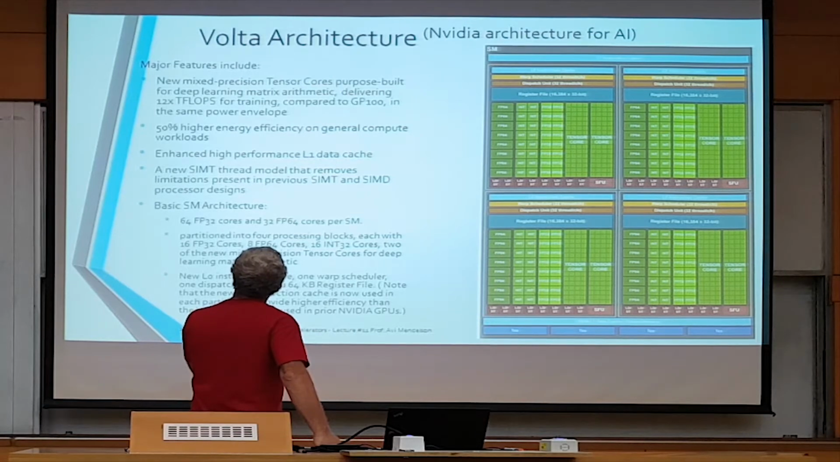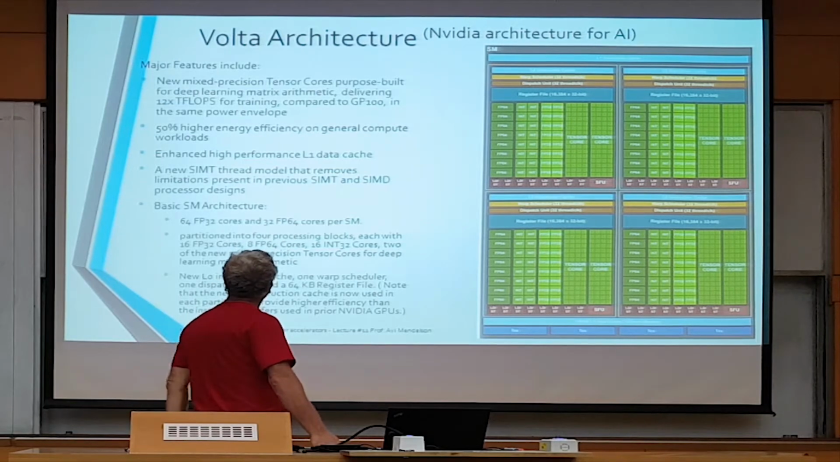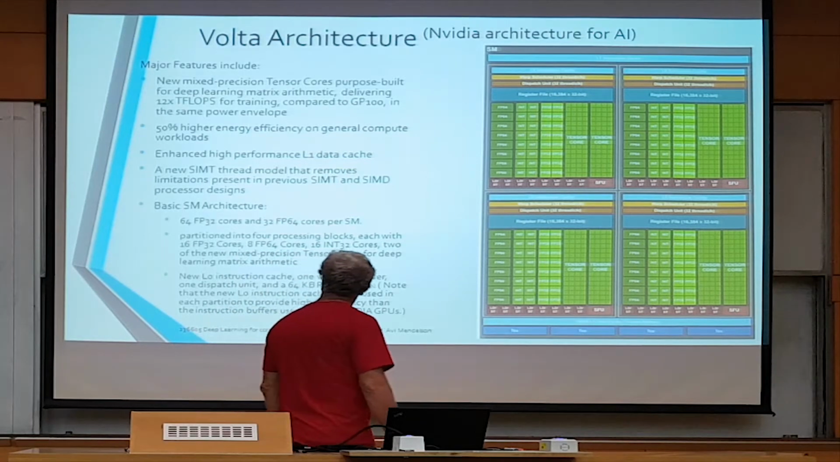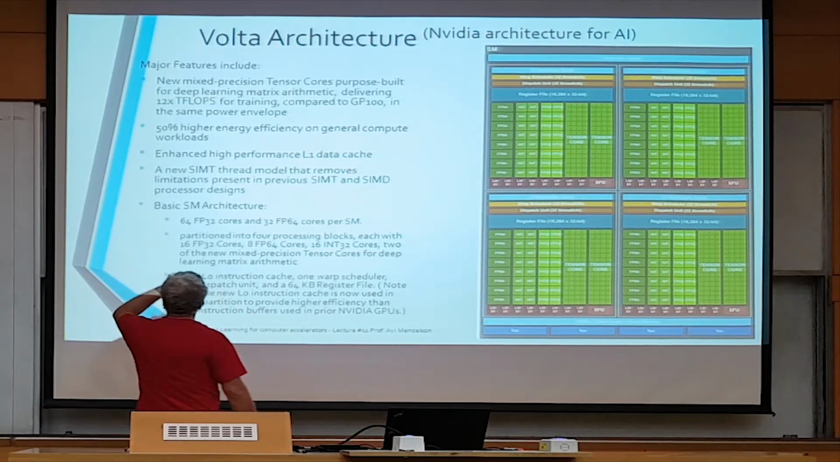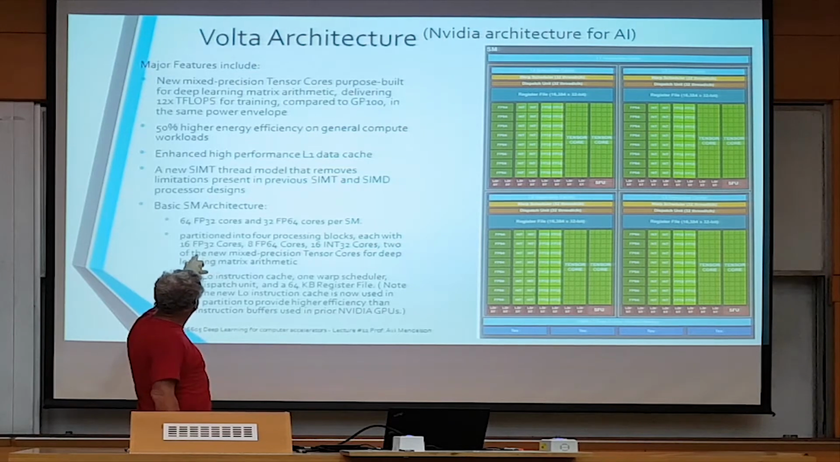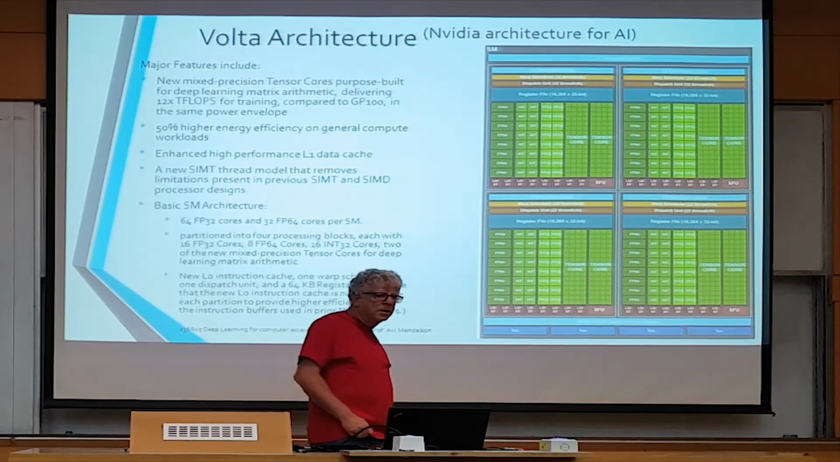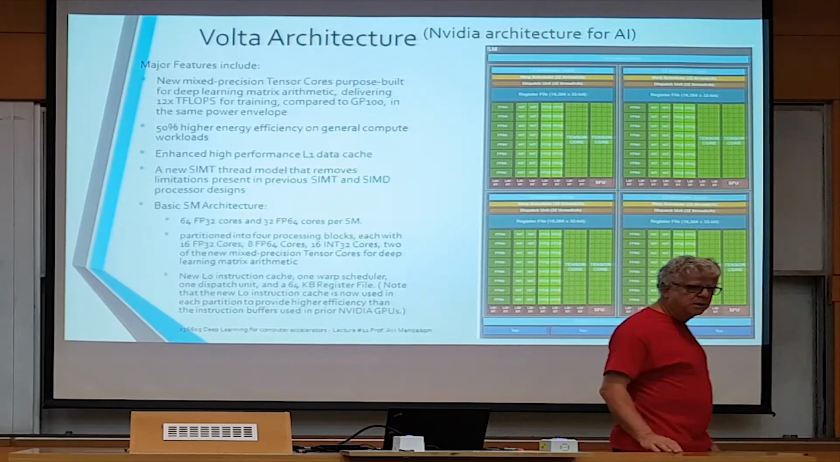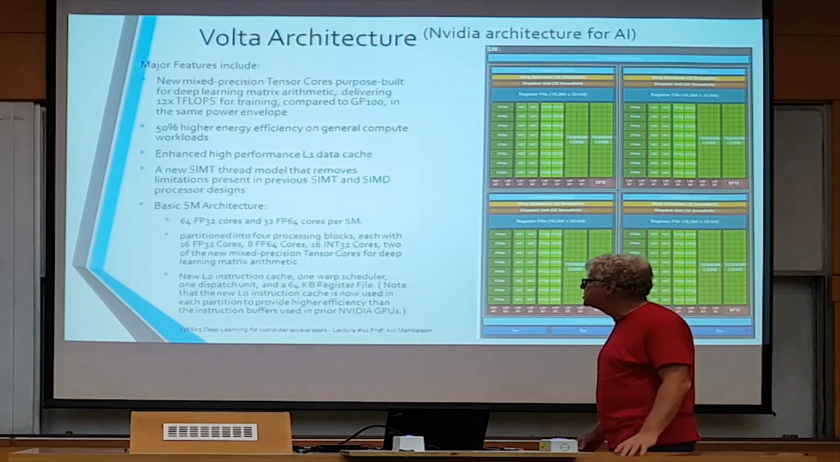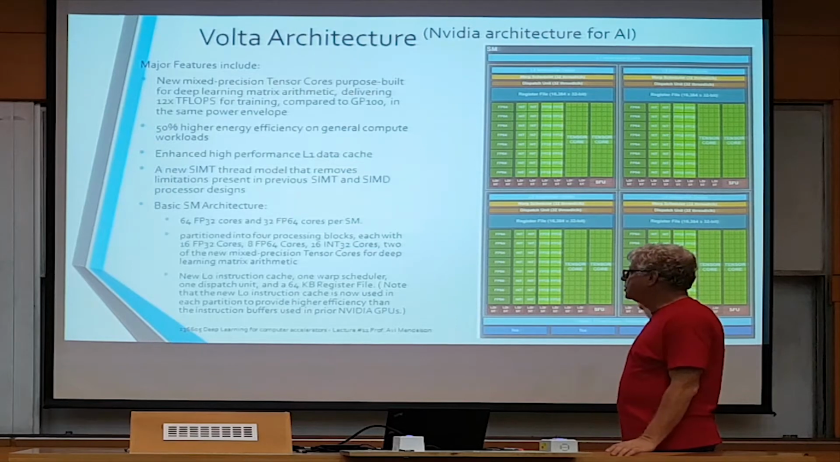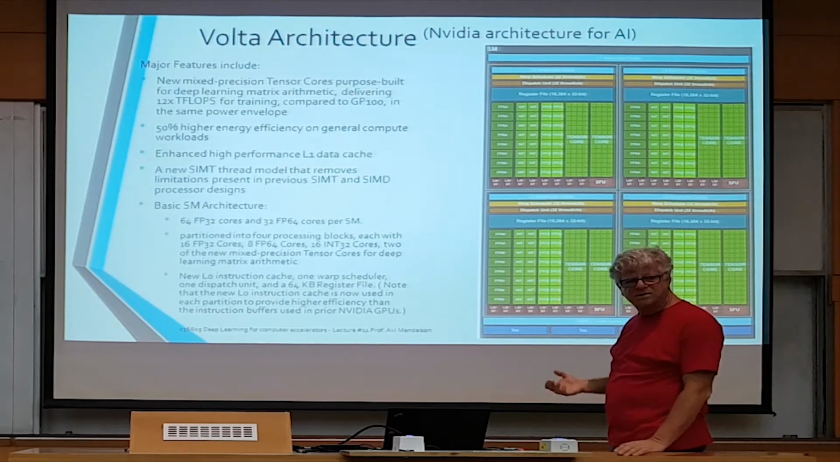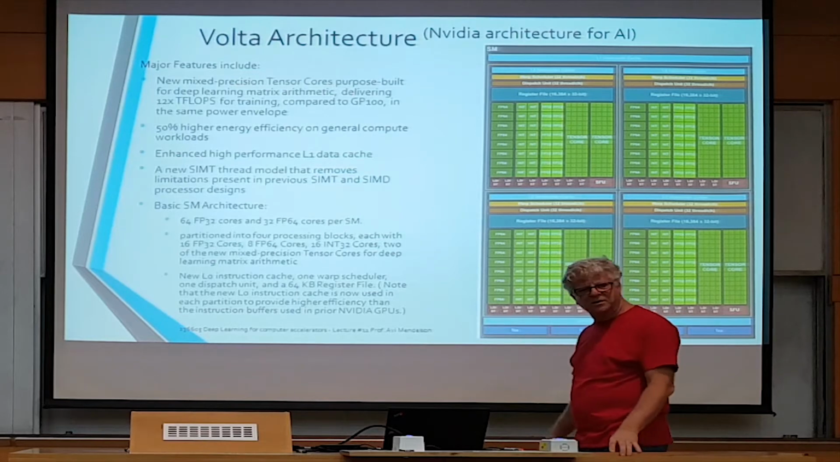So, higher energy and enhanced performance of L1 data cache. I will not go into all these details, but the basic SM right now has 64 floating point 32, and 32 double precision floating point, which is not really important, at least not for inference. But anyhow, 3200 watts is not very good for inference in the first place.